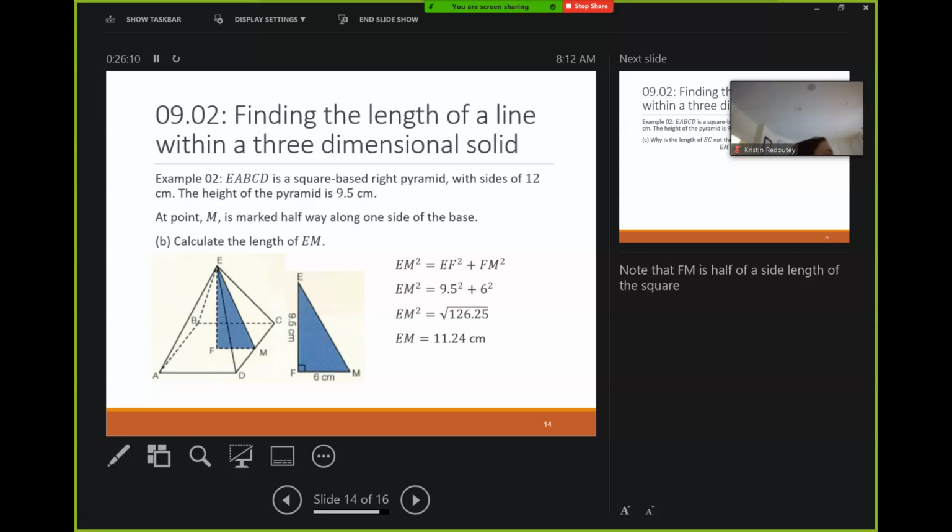So which one did we notice was longer, EC or EM? EC was longer. Let's think about why EC has to be longer than EM. You could have made this argument before we actually even solved anything. Ben?